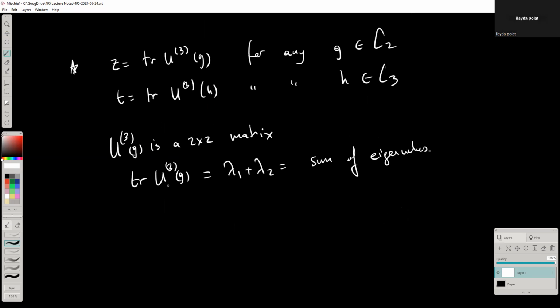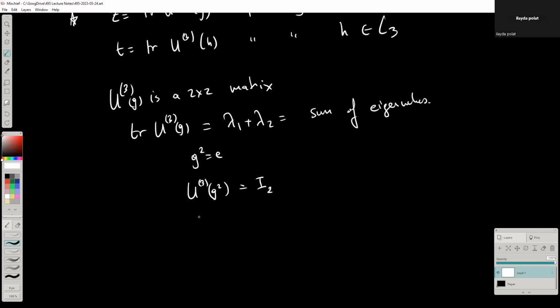You can also consider it like this. If you know the eigenvalues, you can make a similarity transformation and transform this to a diagonal matrix where the diagonal entries are the eigenvalues. So the idea in here is this. Suppose G, for example, is an element with order 2. That means U3 of G squared is equal to identity. It's a 2 by 2 identity matrix. So the square of that matrix is equal to identity, right?